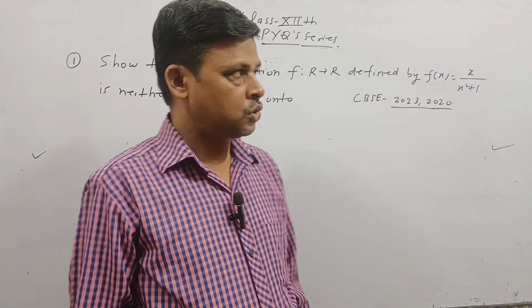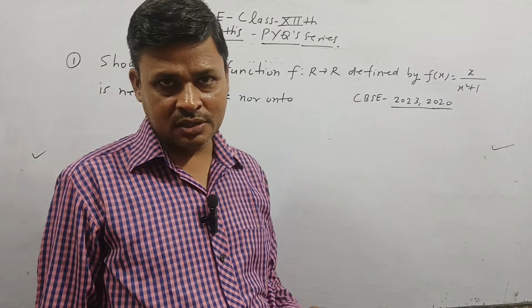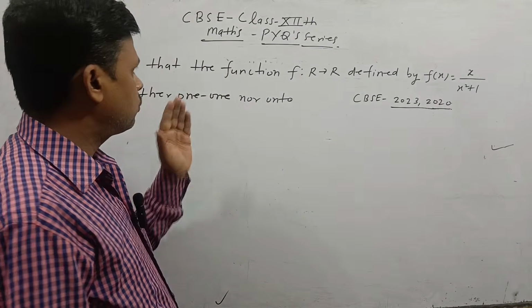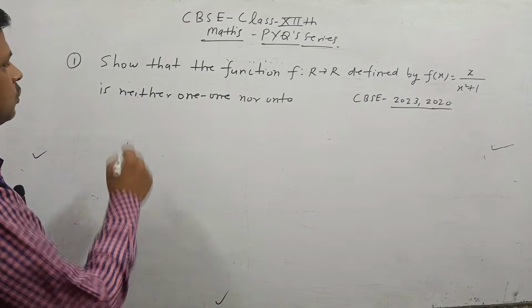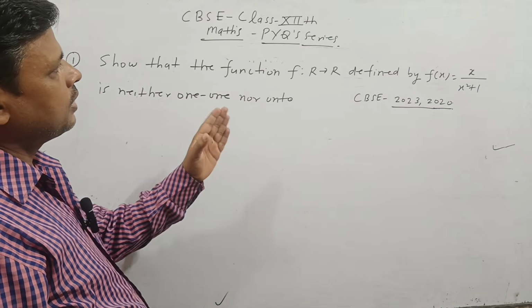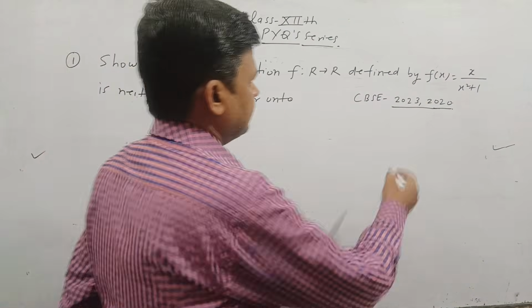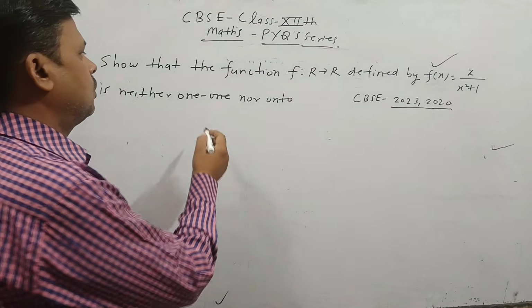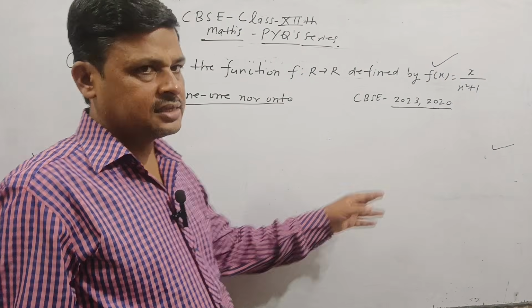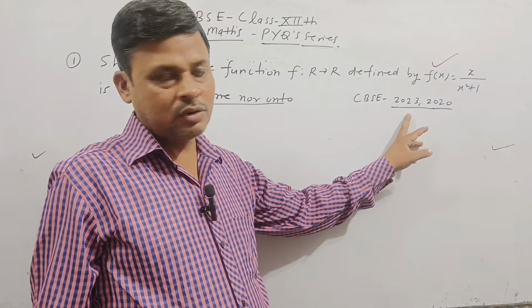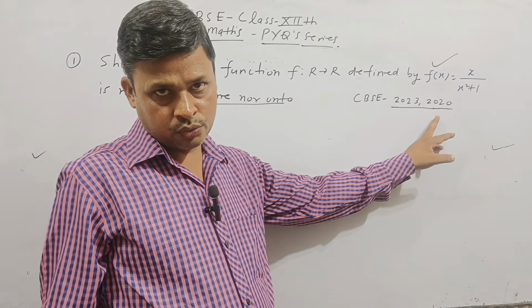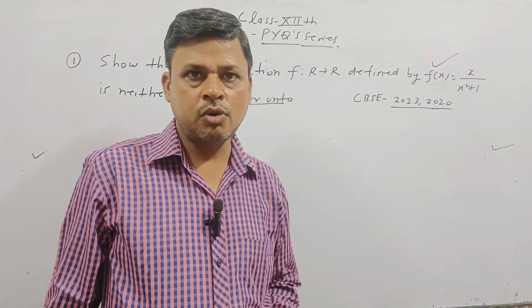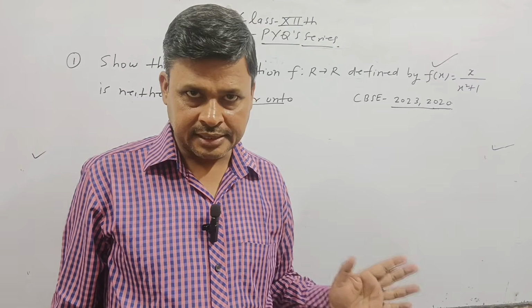Continuing PYQs on CBSE board examination. I am with the new question today. The question is to show that the function f from R to R defined by f(x) = x upon x square plus 1 is neither 1-1 nor onto. This question has been asked in CBSE 2023 and 2022. So how to solve this problem, how to tackle this problem, let us see.